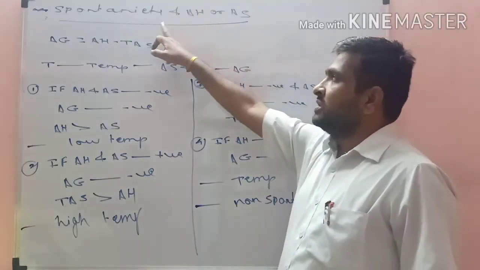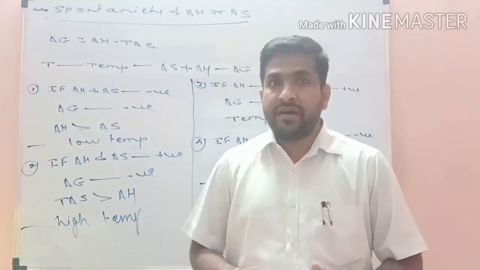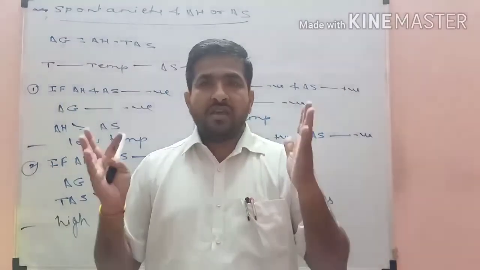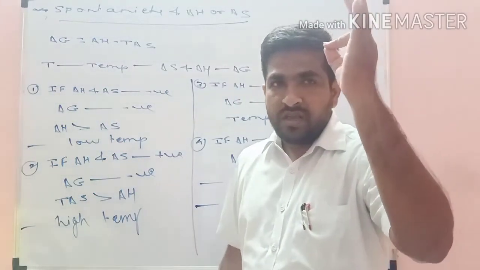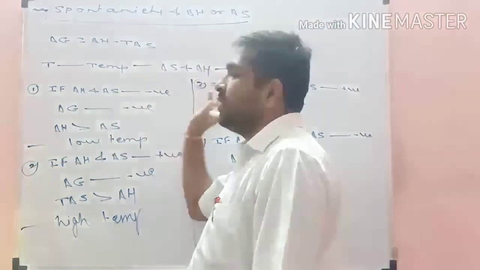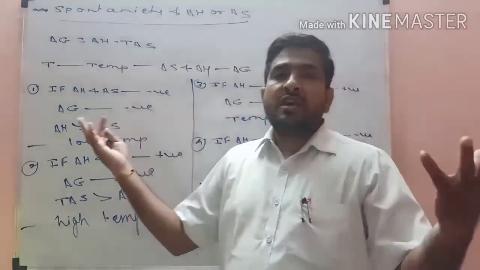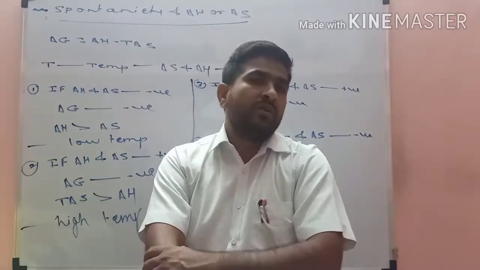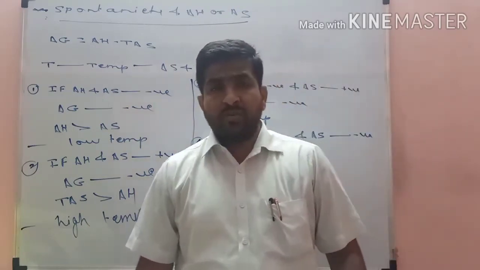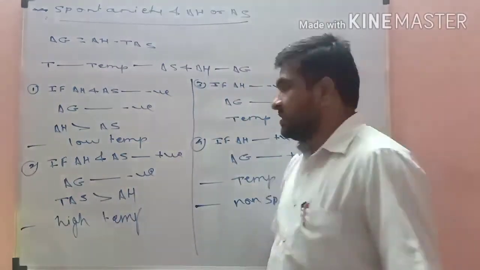This is the information on spontaneity, delta H and delta S. How to determine whether a process is spontaneous or non-spontaneous? We can determine it on the basis of the values of delta H and delta S, for delta G. When the value of delta G is negative, the process takes place. The process is spontaneous. Okay, next point.